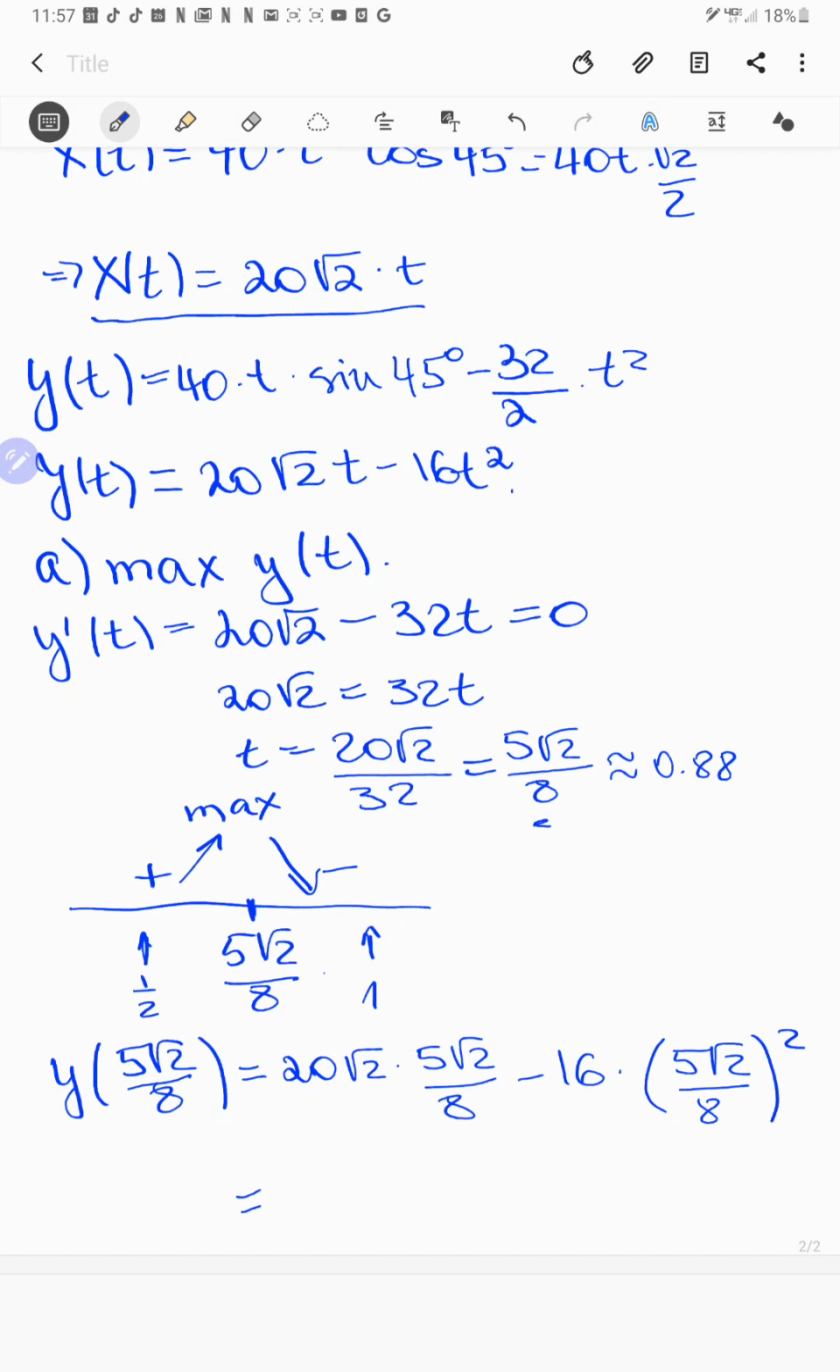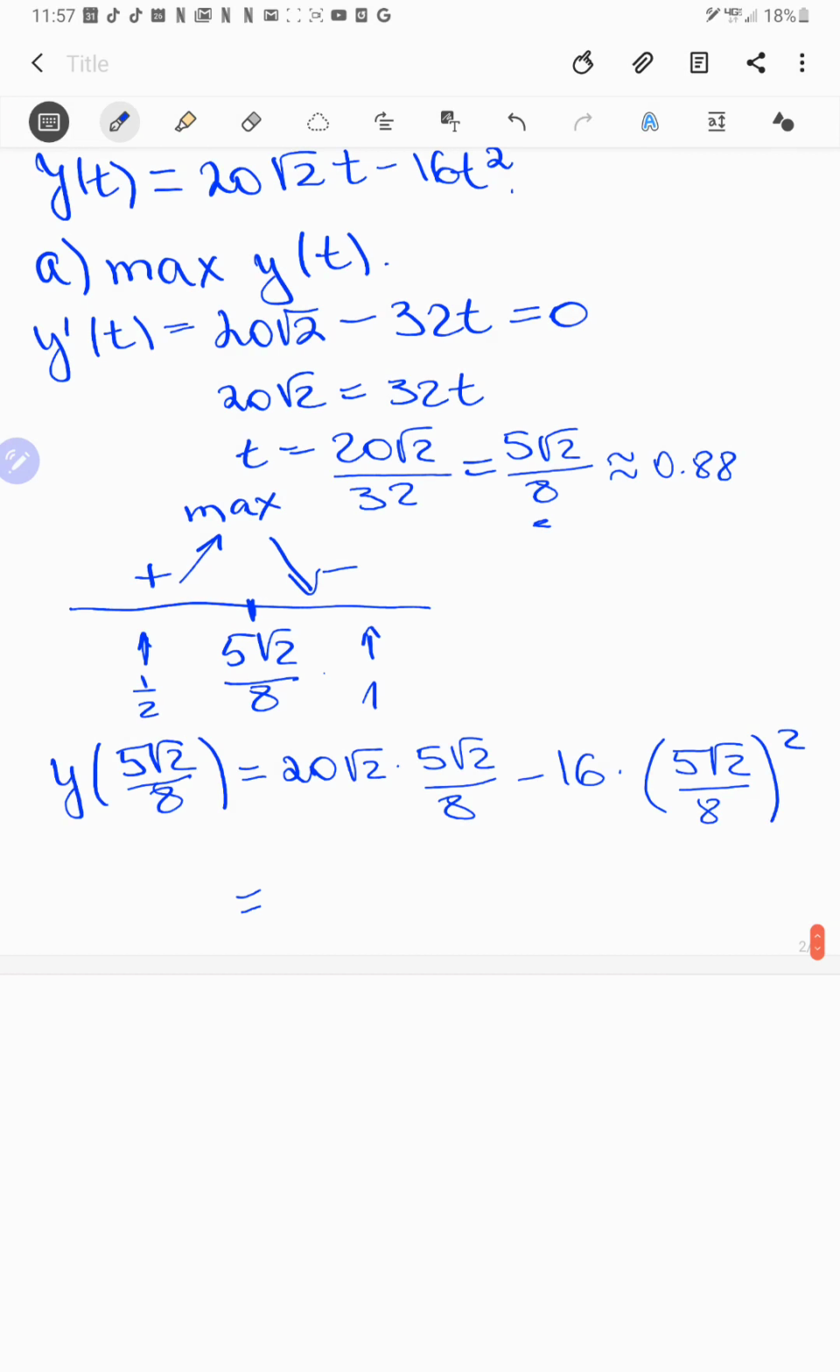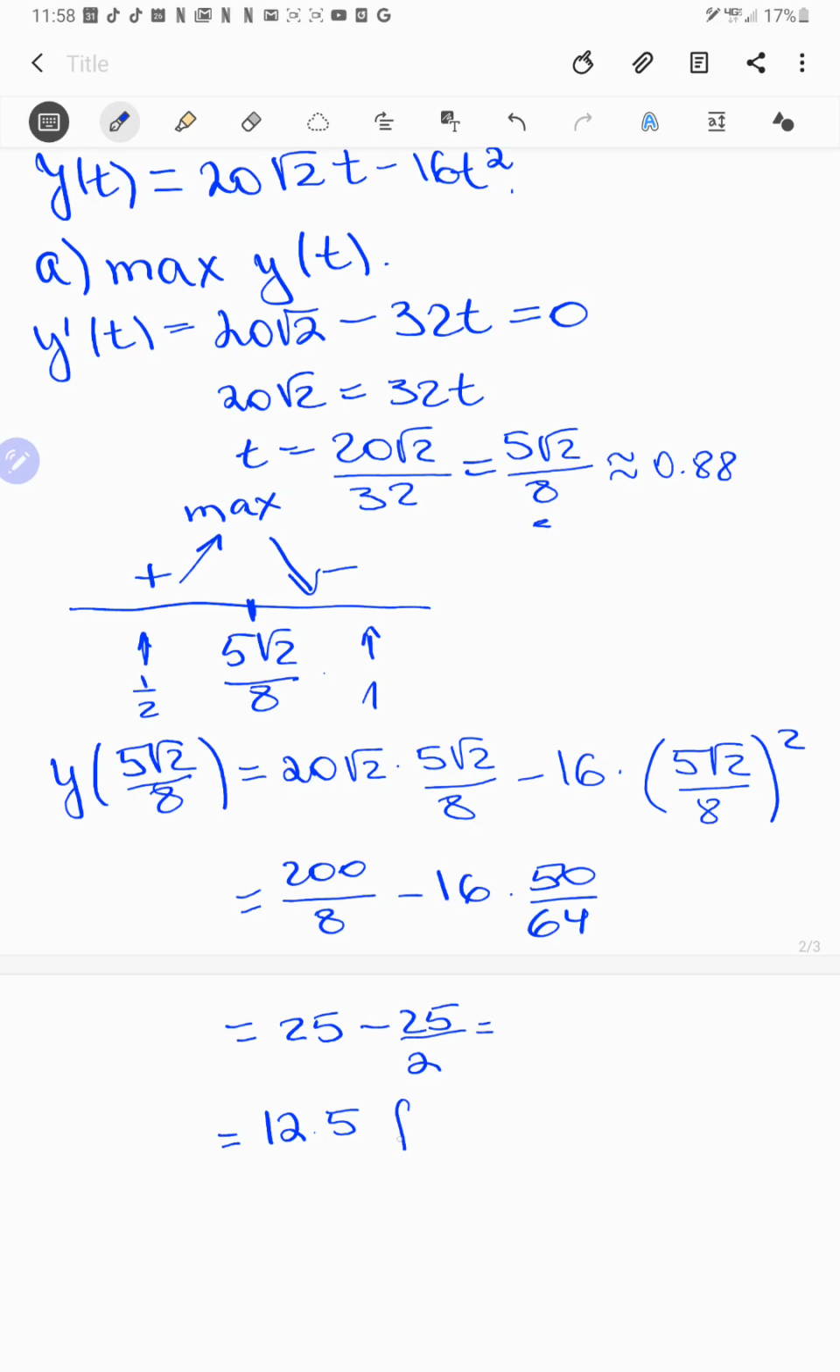And simplifying that, we'll get 20 times, so that would be 200 over 8 minus 16 times 50 over 64, which would then give us 25 minus, how much is that? 25 over 2, which would give us 12.5, and this is height, so that would be in feet, the maximum height that it went up.